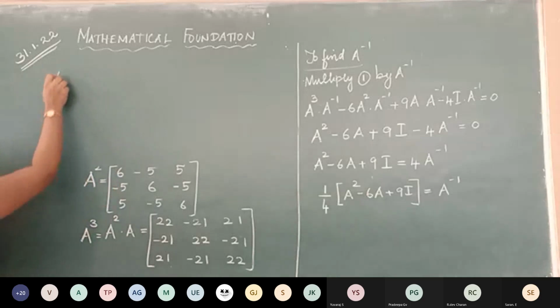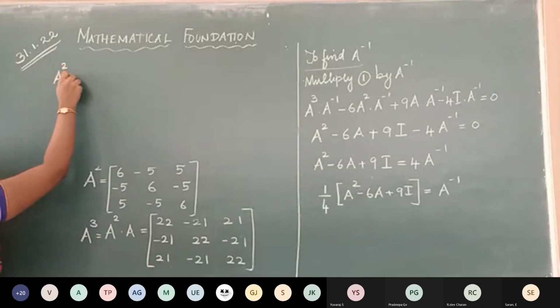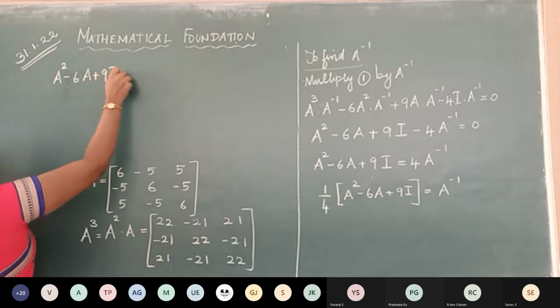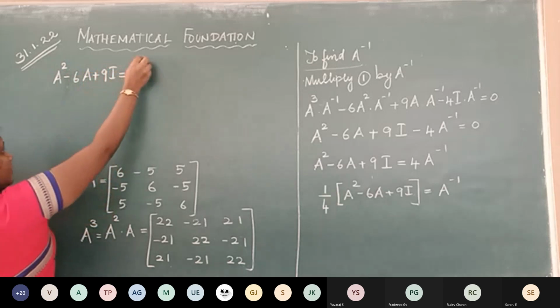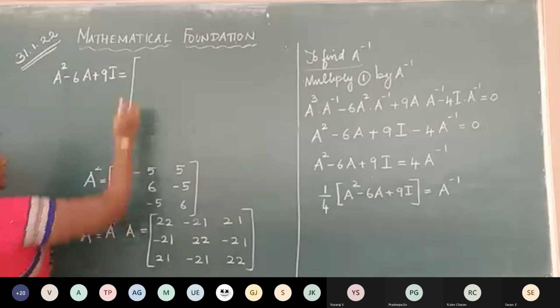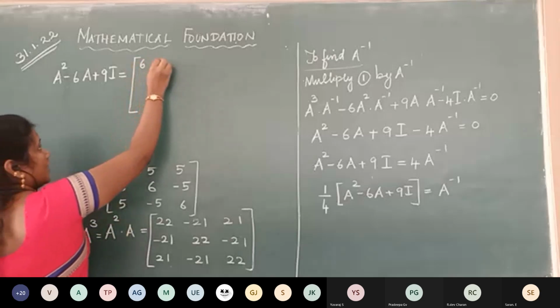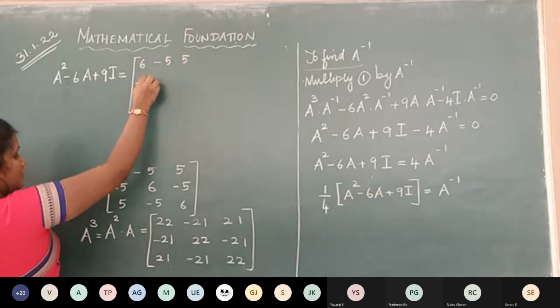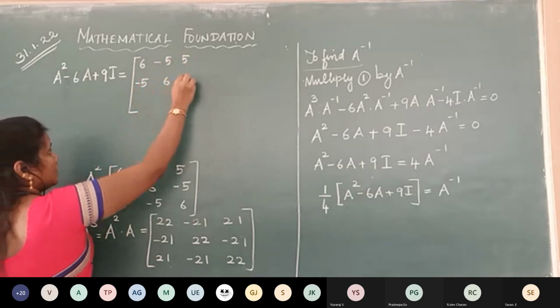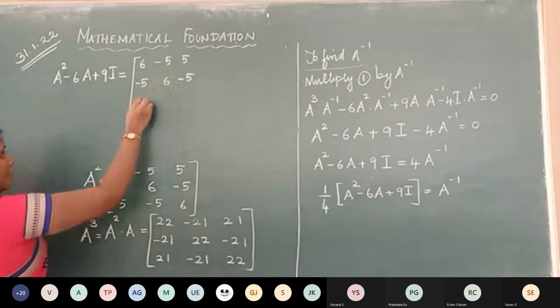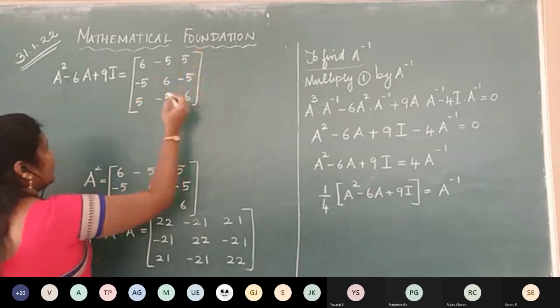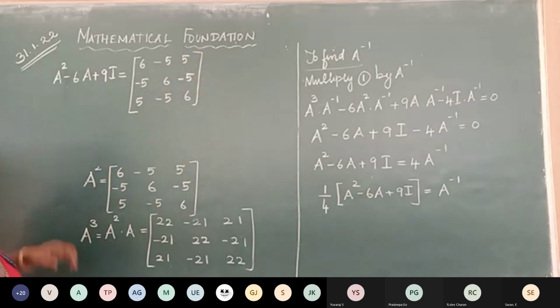So you will first find out what is A square minus 6A plus 9I. We will find out your A square value, which we have got here: 6, minus 5, 5, minus 5, 6, minus 5, 5, minus 5 and 6. Okay, and then the A matrix.